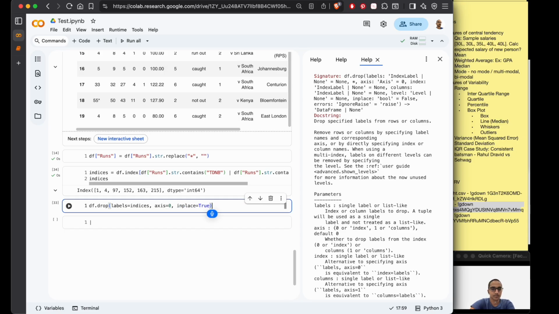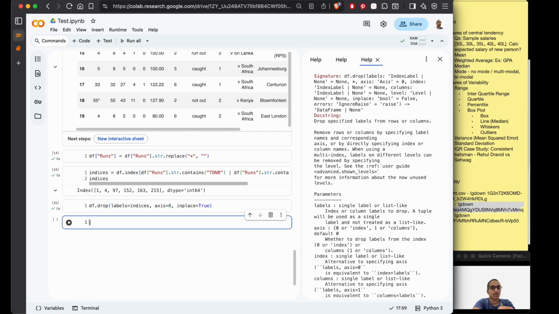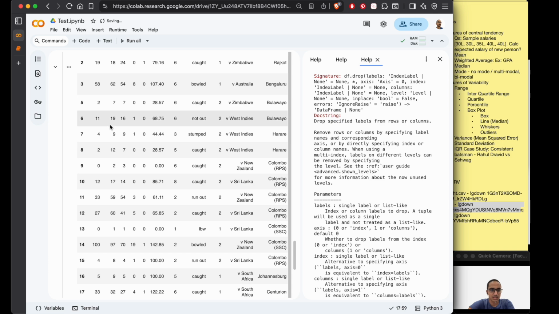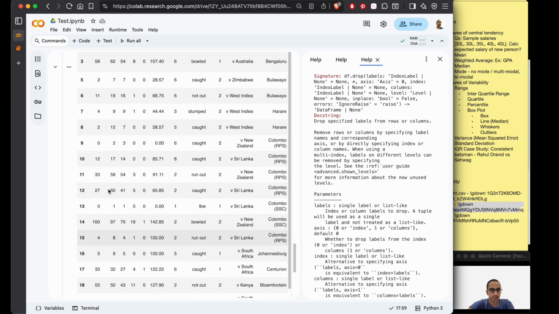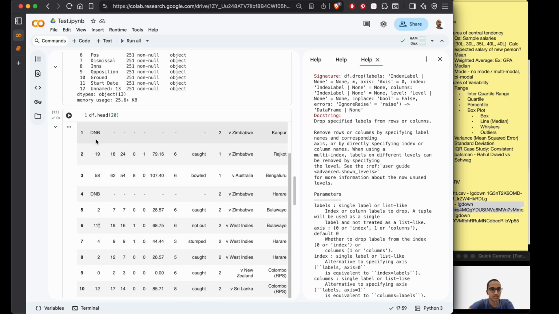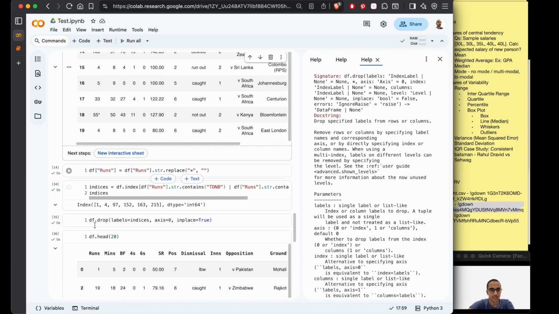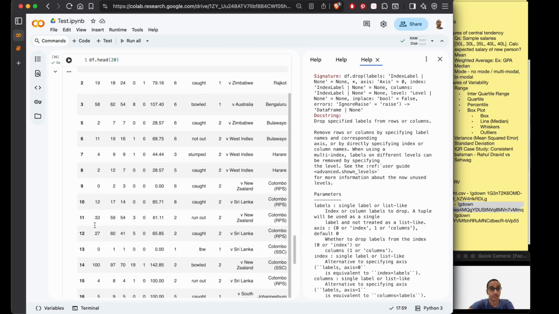Now if we see the dataset, say top 20, you can see here the values are gone, right? So you see here there was a DNB in the first index and in the fourth index. That stuff is now gone here, right?